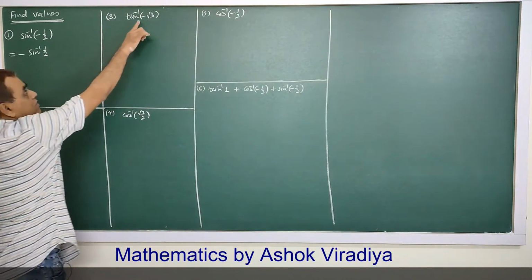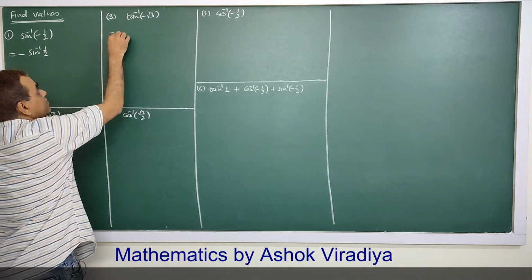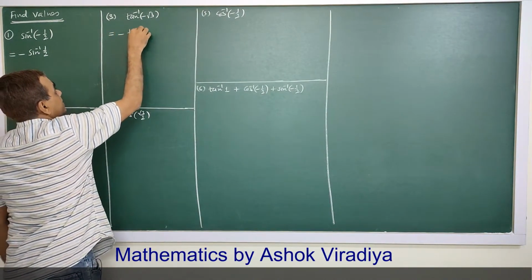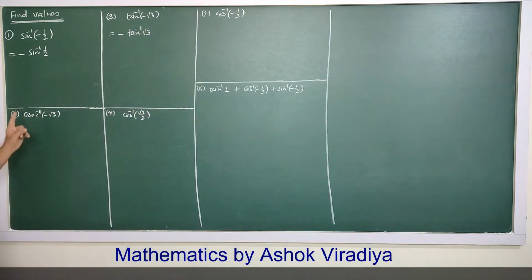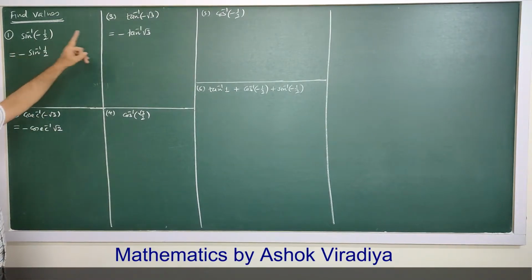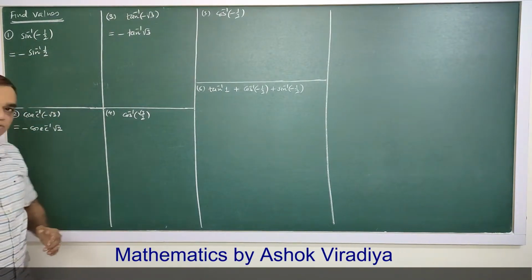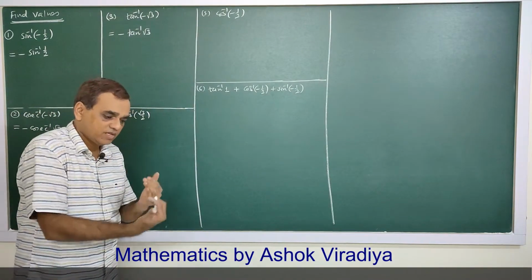See, tan inverse minus x is minus tan inverse x. Cosec inverse minus x is minus cosec inverse x. Sine inverse, tan inverse and cosec inverse, when the inner number is negative, it comes out.